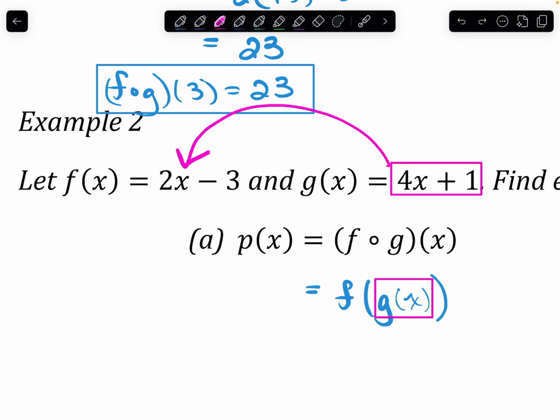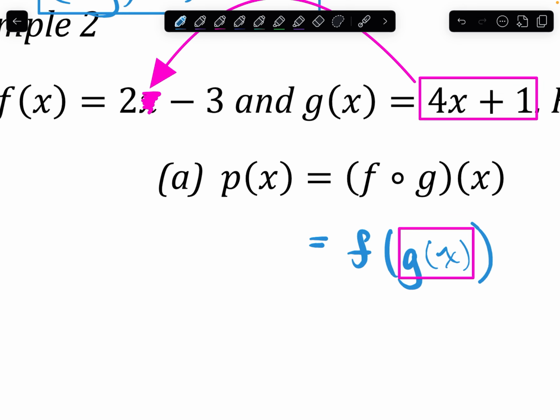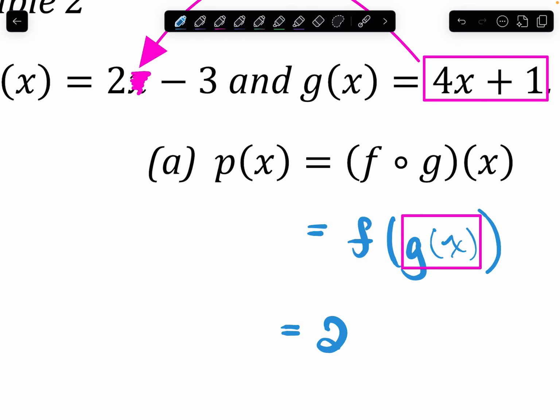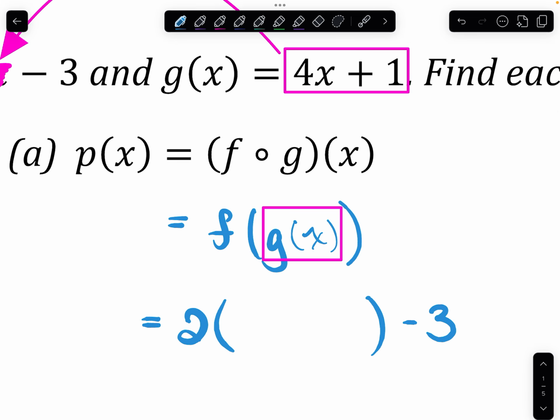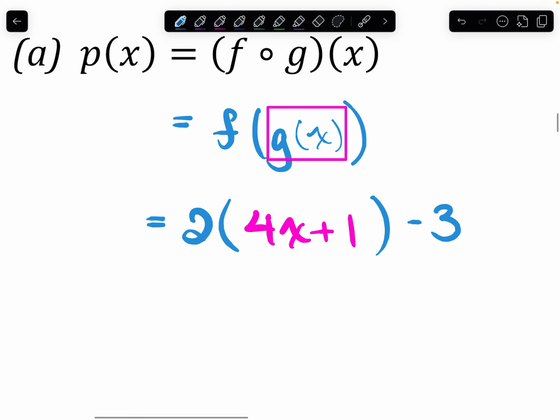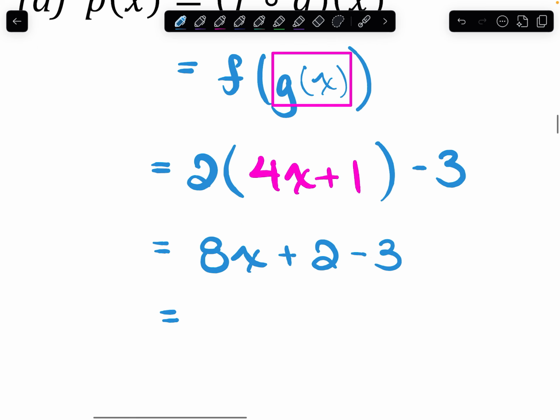So over here where the x is in f, we're going to get rid of that x and put the function 4x plus 1 in its place. So we're going to get 2, and then I'm going to leave a set of parentheses because that's where the variable was, minus 3. So I have my function with a hole left where x was, and the function g, 4x plus 1, is going in its place. All right, so let me distribute. It's going to be 8x plus 2. And then 2 minus 3 is a negative 1.